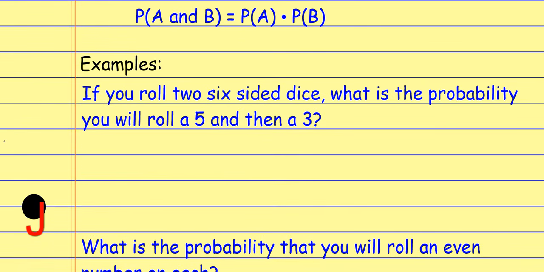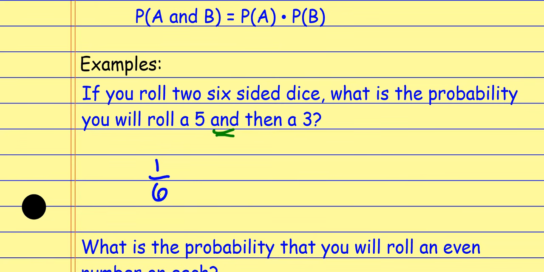look at something like this guy. If you roll a six-sided die, what is the probability that you will roll a 5 and then roll a 3? And so again, I just have two separate probabilities happening, and we're linking those two things with the word and. So I just say, hey, what's the probability of rolling a 5? Well, that's 1 out of the 6 options. So the probability of rolling a 5 is 1 out of 6.